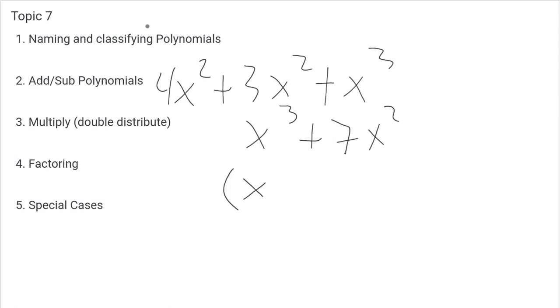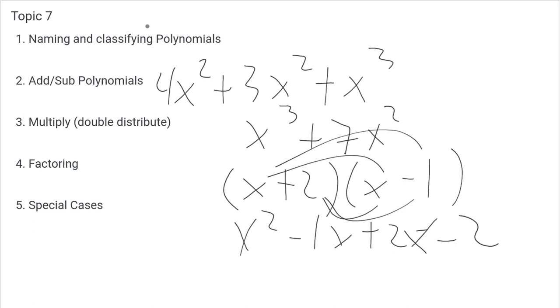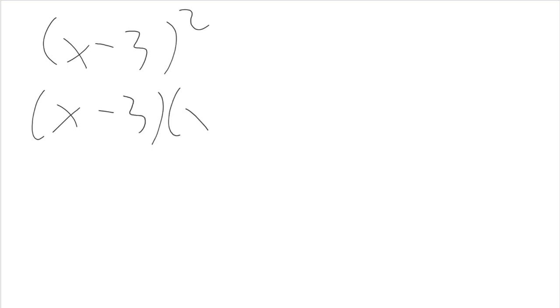Multiplying, or double distribute, was where we multiplied the first term to every term in the second parentheses, and then the second term to everything in the parentheses, and then combined like terms. And then factoring was our complete opposite, where we had A times C plus B. And then our special cases were when we had x minus 3 squared. That means write what you see twice.